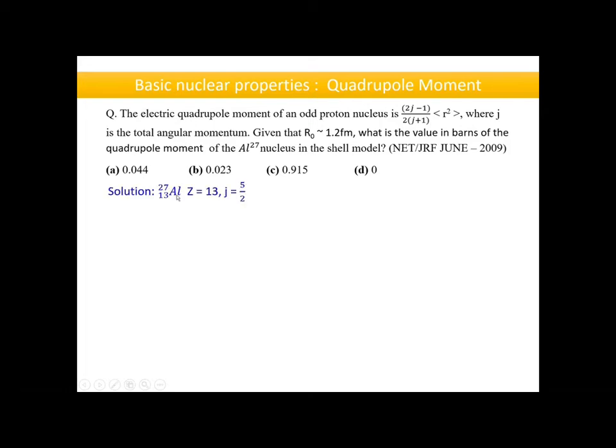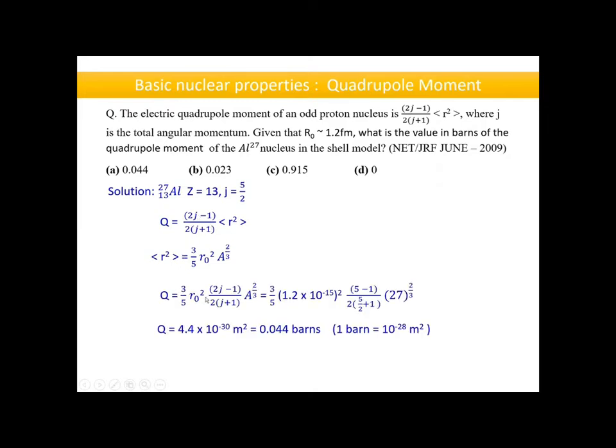So aluminium-27 has Z equal to 13, and from the shell model configuration J comes out to be 5 by 2. And using the spectroscopic notation of quadrupole moment, as from the previous slide, on substituting the values of A, J and R naught, we get Q equal to 4.4 times 10 raised to minus 30 meters square. Now since one barn is equal to 10 raised to minus 28 meters square, Q becomes 0.044 barns. So the correct option is option A.